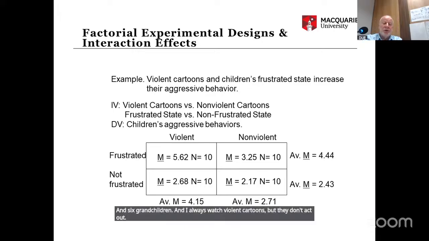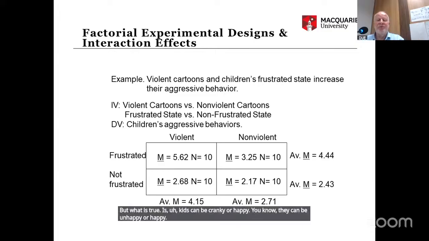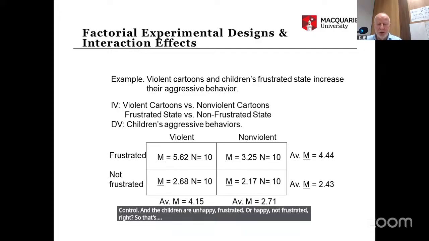But what is true is that kids can be cranky or happy. Yeah, they can be unhappy or happy. So what they've done here, they watch violent cartoons, that's the treatment, versus they didn't, which is the control. And the children are unhappy, frustrated, or happy, not frustrated, right? So that's what's done. So you can compare here.